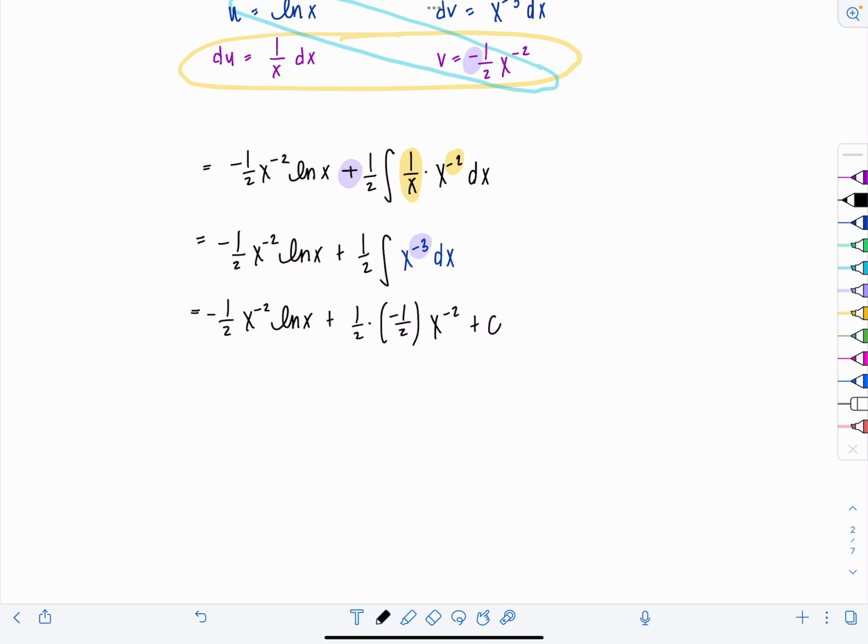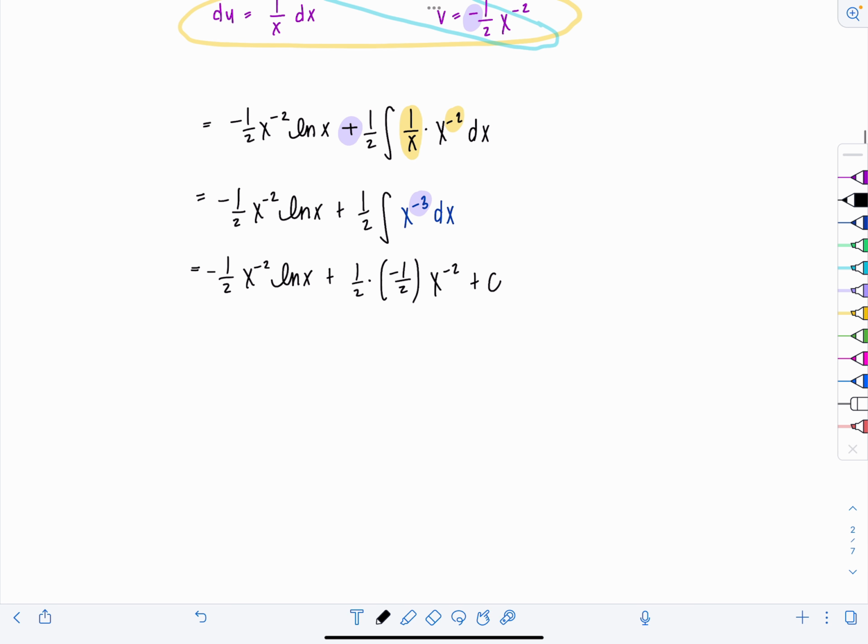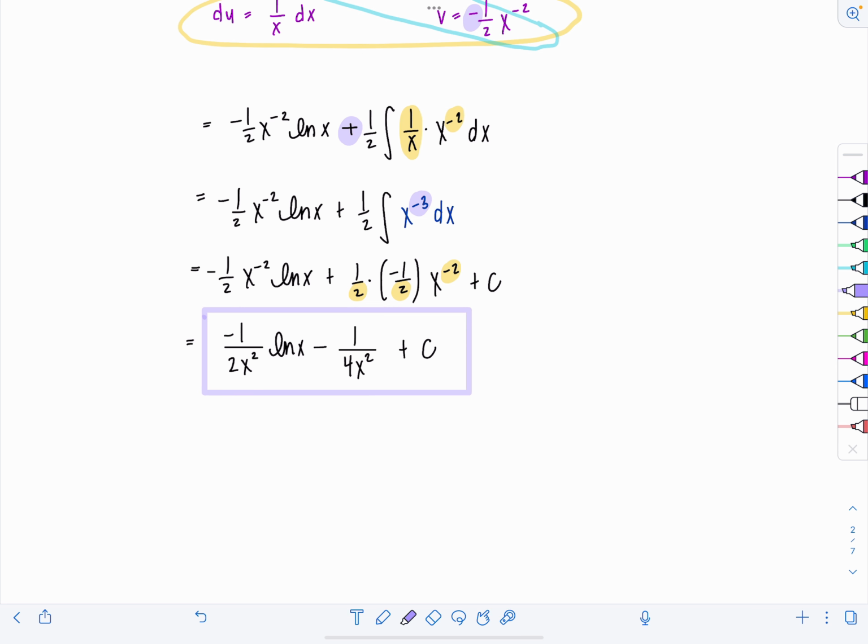Okay, everything looks good. Let's just clean it up for our final answer. So negative 1/2 x to the negative second. I can write that as negative 1 over 2x squared, right? Move that x to the negative second to the denominator. Natural log of x. Minus 1 over, we have here a 2 and a 2 and an x to the negative second. So that would be 4x squared plus c. So that's our final answer. Let's box it. Looks good, right?